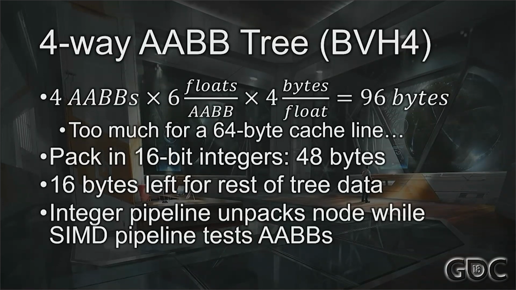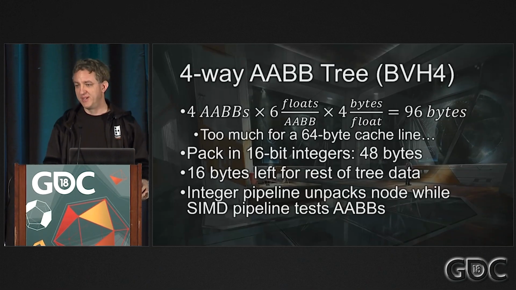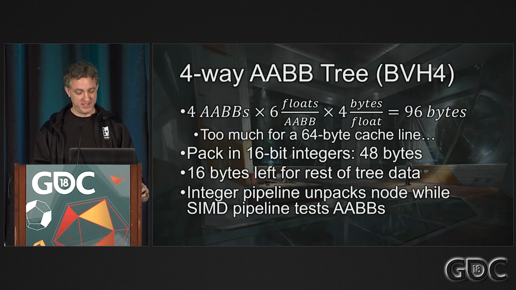So 4 bounding boxes is 96 bytes, which some quick math tells us doesn't fit in 64 bytes. So we have to pack it. We did the obvious thing of packing in 16-bit integers. That leaves 16 bytes for the rest of our tree structure. And we're using our hardware architecture here so that we know that decoding the integer part is going to be free because it's going to run in parallel on the CPU to the floating point axis-aligned bounding box test.